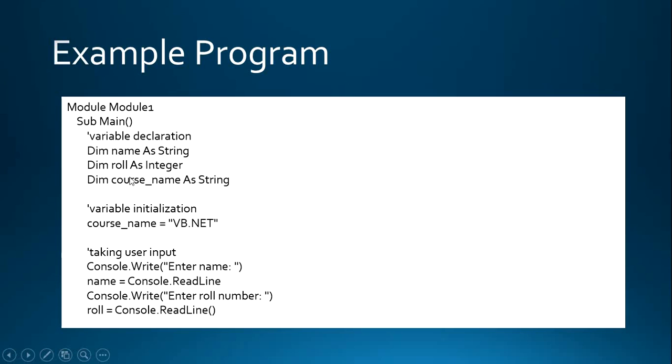Now for the other two variables, we are going to take user input. To take the user input, first we prompt the user to enter something. So first we ask the user to enter the name, and when the user types the name, it is read from the console using the Console.ReadLine method and then stored in the name variable. Similarly, we ask the roll number from the user, the user enters the number, and it is stored in the role variable.